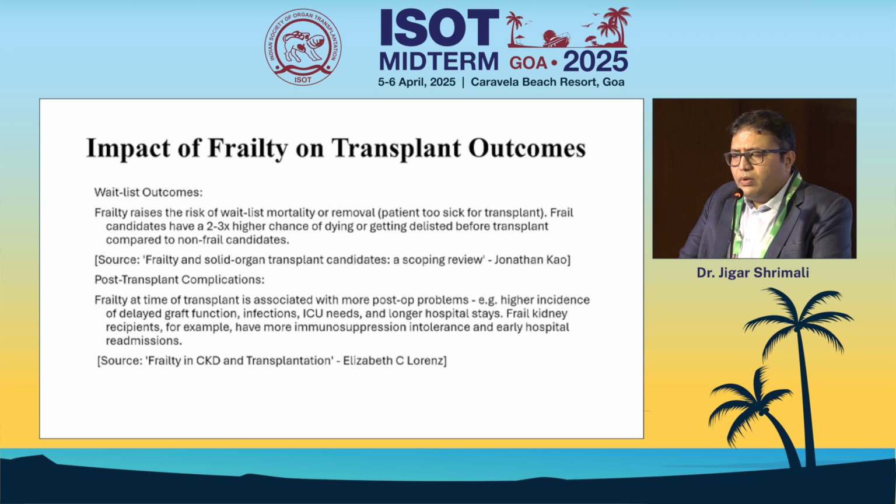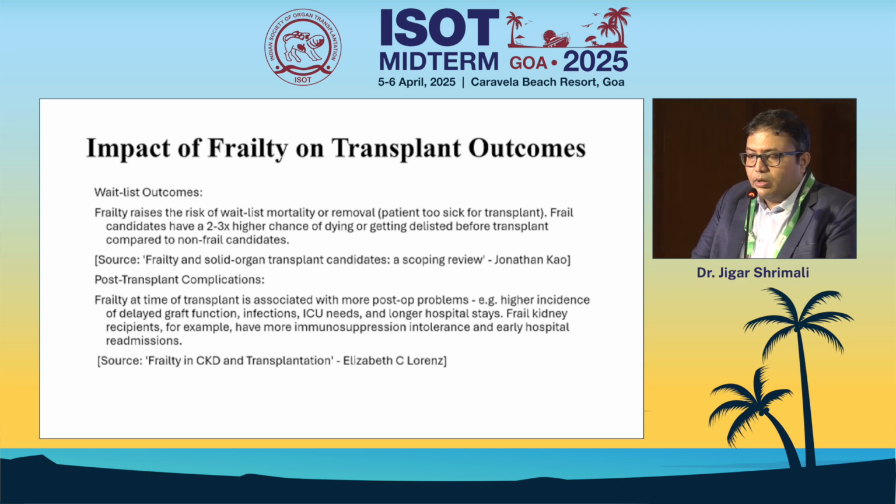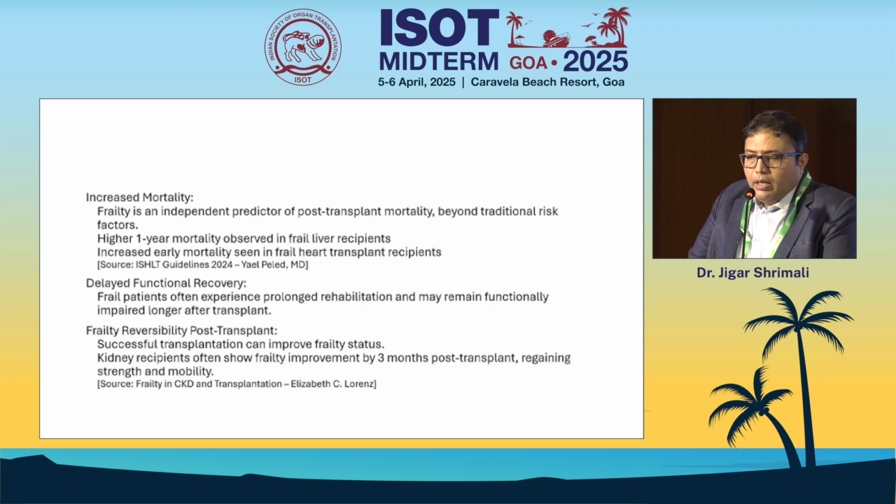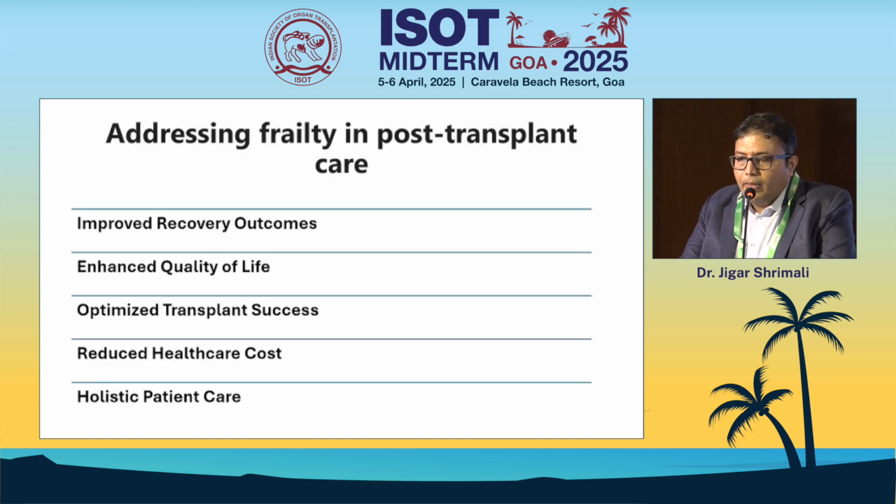Now, why does it matter a lot? Because it has a major impact on outcomes at every stage of the transplant process. On the waiting list, frail patients are more likely to deteriorate. They have higher rates of hospitalization and are at increased risk of dying before they get an organ. In fact, it has been shown that frailty predicts waitlist mortality independent of disease severity. For example, even if a liver patient's MELD score isn't extremely high, if they are frail, the risk of waitlist dropout is significantly elevated.